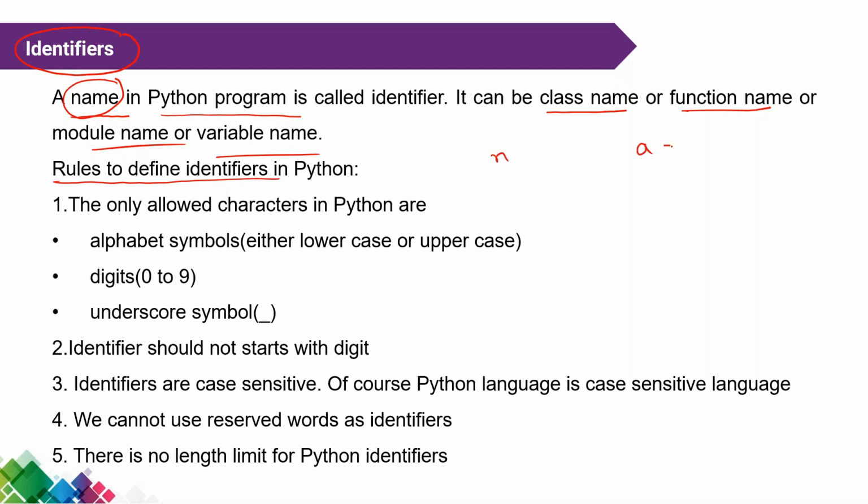For example, in the previous example, A is equal to 3. Here, A is a variable. I will discuss the meaning of variable later. Right now, assume A is a variable which is used to hold some value. How do we give this name? How do we say A? We have to follow some rules.